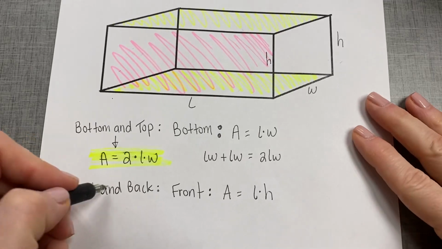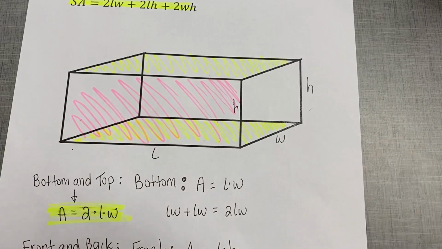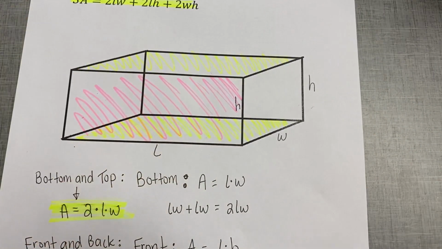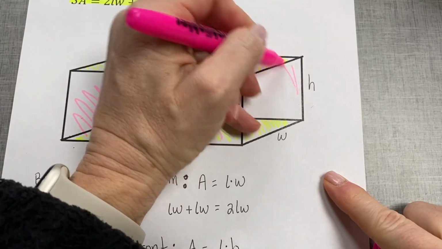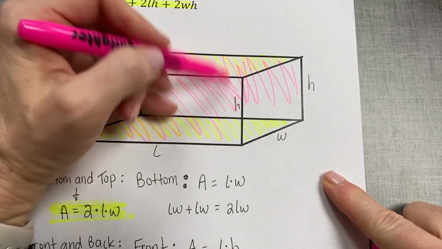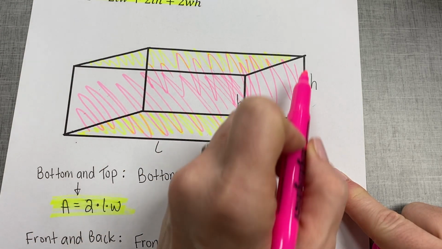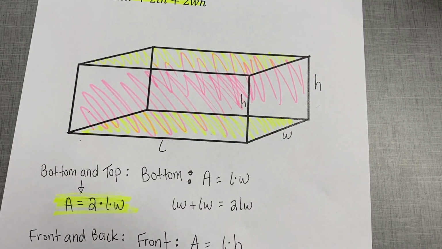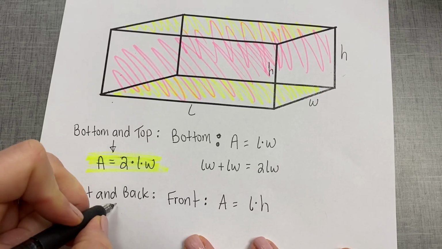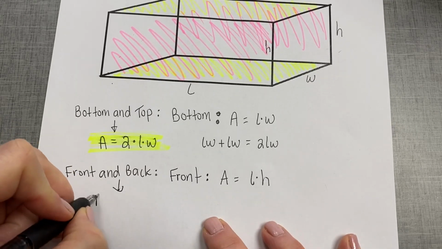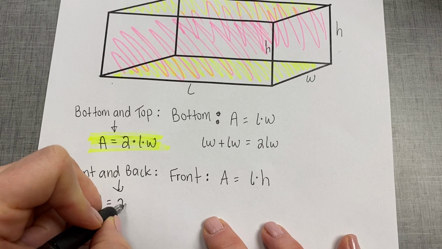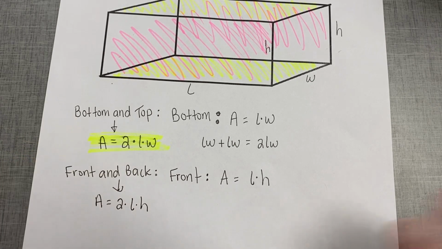But we have the front and the back. The back here, this part here would be colored in as well. This would be the back. That side there would also be length times height. We have two of them. So let's say that the area of the front and the back is 2 times L times H.